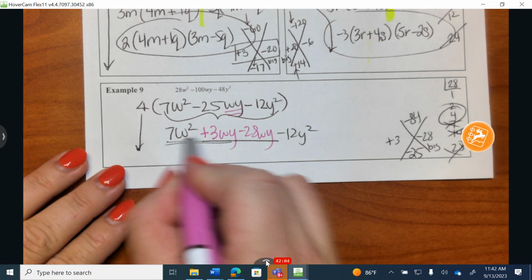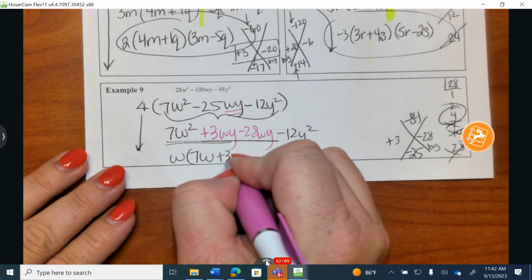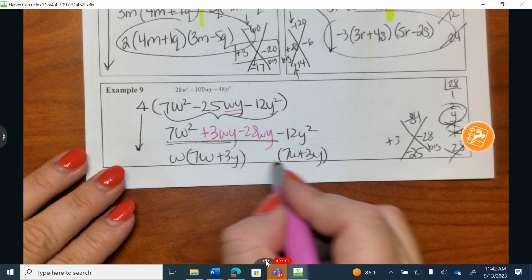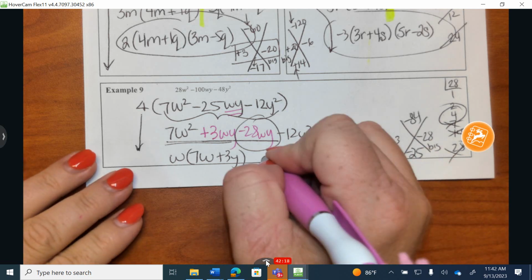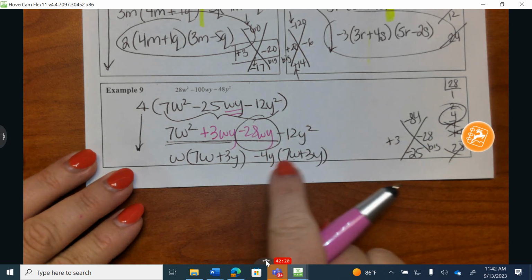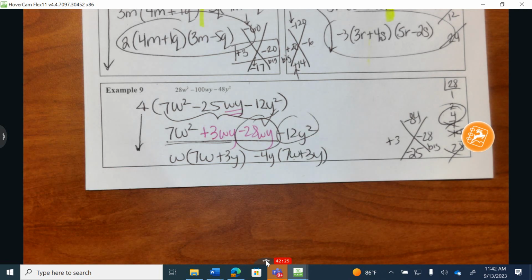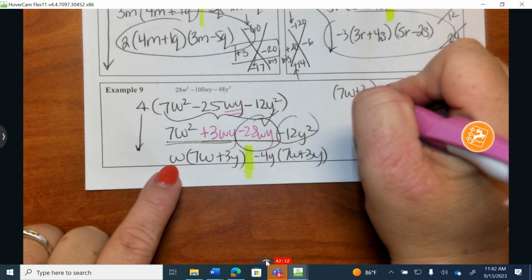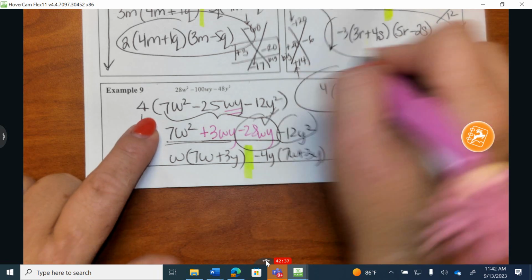And I underlined the first part. The most I can take out of these is a W. I'd be left with 7W plus 3Y. 7W plus 3Y. What times 7W equals a negative 28WY? That'd be negative 4Y. Let's make sure. Negative 28WY. Good. And negative 12W squared. We are almost done. They both contain a 7W plus 3Y. In front of the first is a W. In front of the back is a 4Y. Don't forget about the 4 out front.